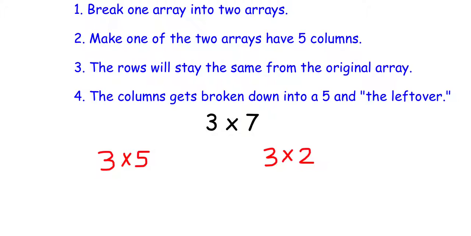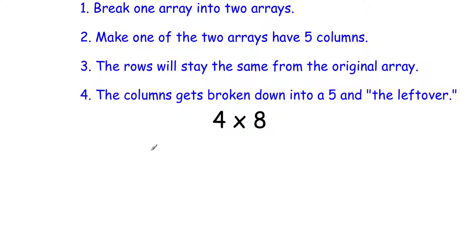Now I'm going to do that for some other ones, and then I'm going to come back and we're going to actually solve these problems. 4 by 8, let's break this one down. I can break 4 by 8 down into 4 by 5, and what would be the leftover? 8 minus 5 is going to be 3. So 4 by 3. Again, remember, the rows stay the same, which is the 4.